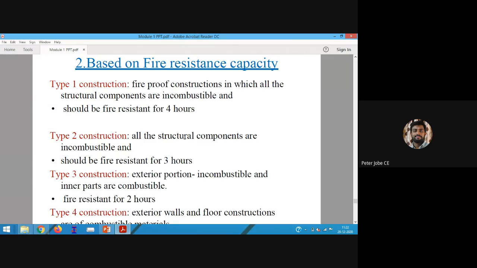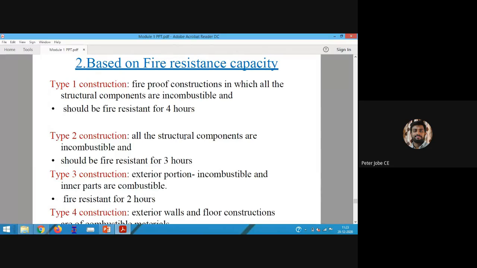In this type of construction, all these structural components should be incombustible and should be fire resistant for 4 hours. That means we will have a time of 4 hours to help the occupants escape from the building. So there will be 4 hours left once the fire has started. So the fire resistance of the building should be 4 hours. Within that 4 hours, it should not damage the building's structural integrity. That's known as type 1 construction.